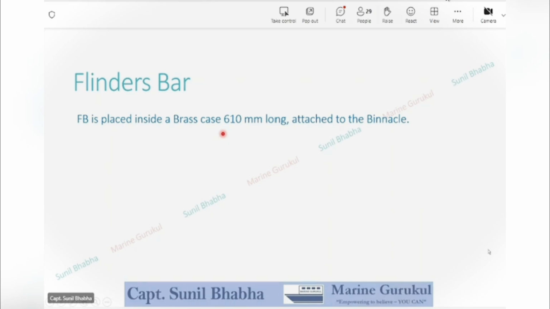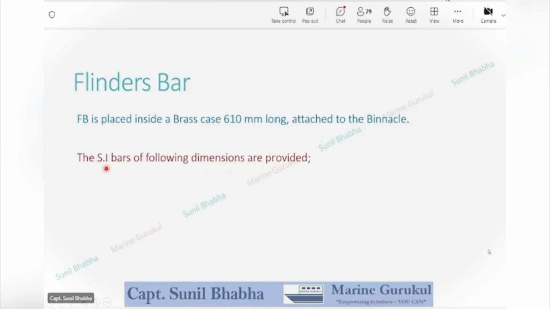Only the correctors which we are using are either permanent magnets or soft iron rods or soft iron structures. Other than that, all the other parts of the binnacle are made up of non-magnetic material. So the Flinders bar is placed inside a brass case or a non-magnetic case, and its length is 610 millimeters. And this casing is attached to the binnacle.